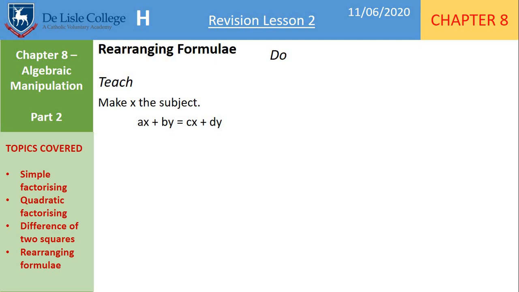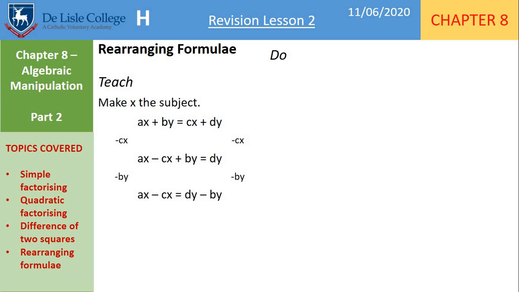So the first thing we're going to do is to get both of those x's on the same side of the equals. We're going to do that by subtracting cx from both sides. So that gives us ax take away cx plus by equals dy. Now we only want the terms with x on the left hand side, we want everything else on the right hand side. So we're going to subtract by to give us ax take away cx equals dy take away by. Now you could have done both of those in one step if you are more confident with this topic.